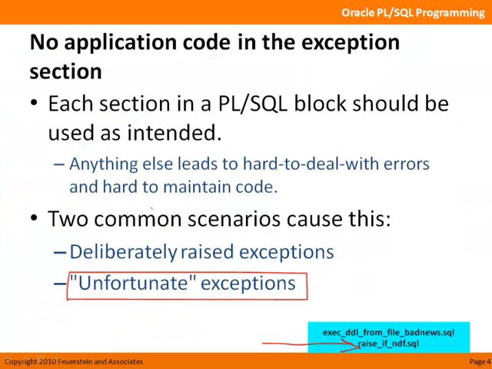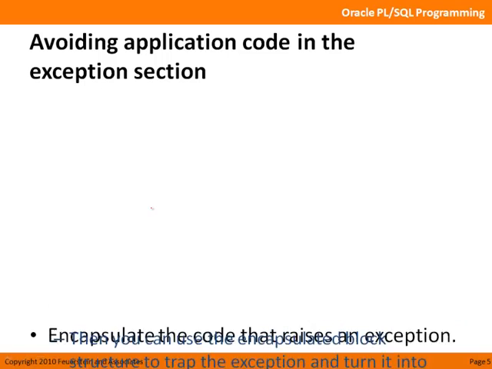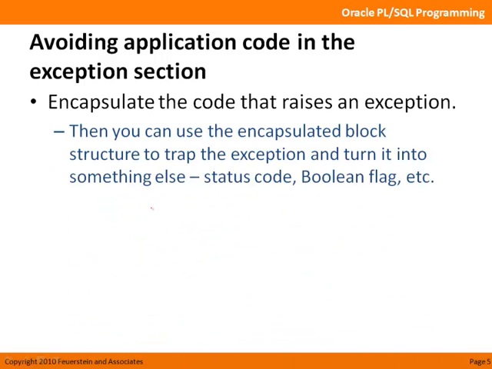So what should I do about it? How do I avoid application code in the exception section? Well, one thing you can do, and this is for deliberately raised exceptions primarily, is encapsulate the code that raises an exception. You can put a block of code, begin end, around the code that might raise an exception. You can trap that exception, and then you can turn it into something else, a status code, a Boolean flag, something that indicates this different scenario occurred, but it's not an error, and you don't want to treat it as an error in your code.